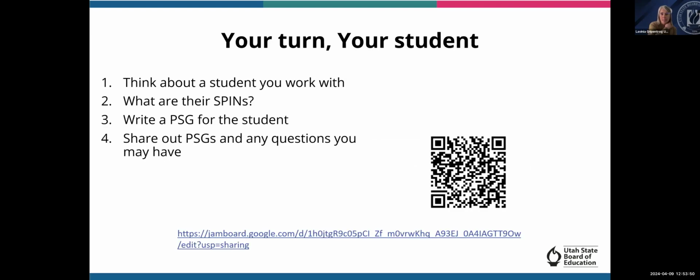All right, since we're not live, we are not going to actually do this activity, but you're going to have that opportunity to either use a student that you're currently working with or the Carla case study to fill out a transition plan for a student.